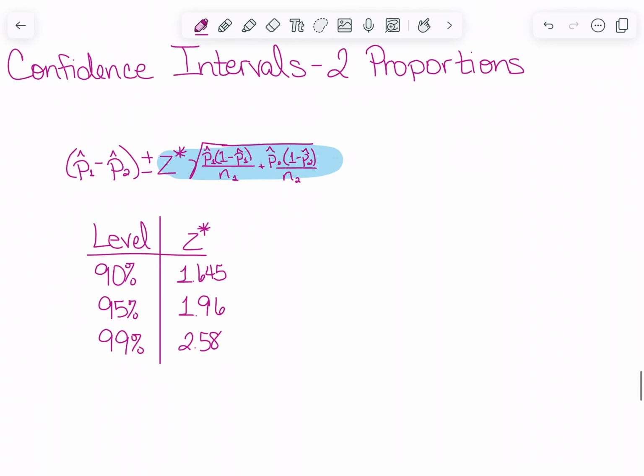The value of z star depends on the confidence level. For 90%, it's 1.645, 95% is 1.96, and 99% is 2.58.